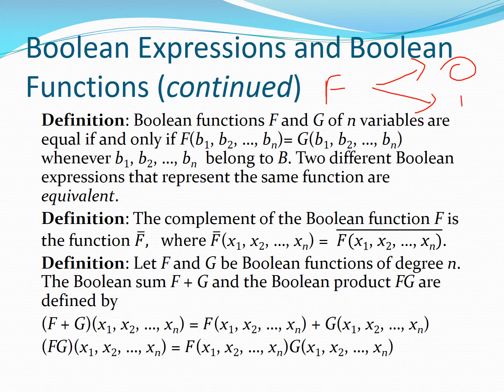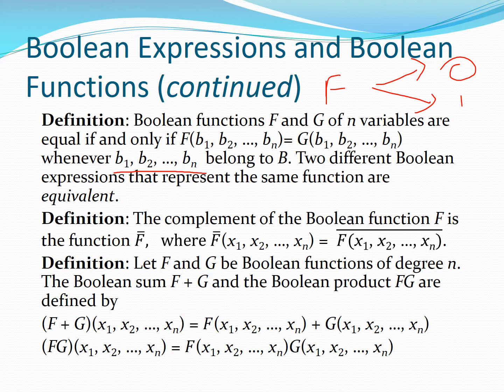All right, so whenever f evaluates to 0 for all the values of b1 to bn, if g also evaluates to 0 for the same values for b1 through bn, then we say f and g are equal, right? The same way, when f evaluates to 1 for a given set of values for b1 through bn, if g also evaluates to 1 for that same set of values b1 through bn, then we say the functions f and g are equal, right?